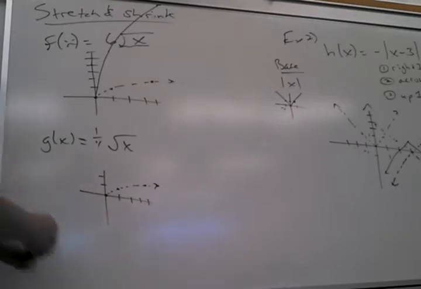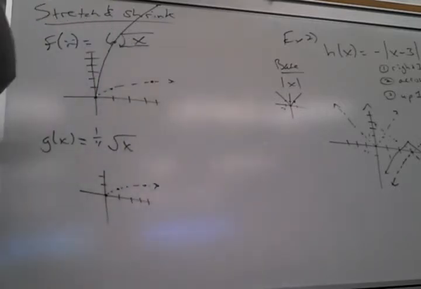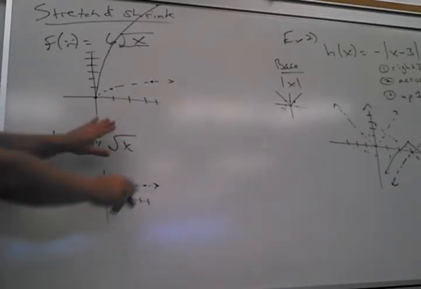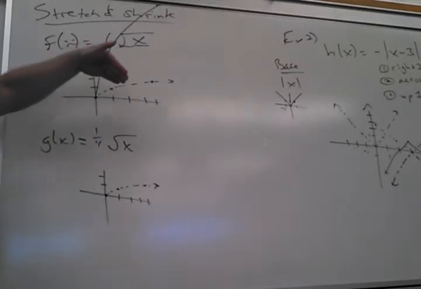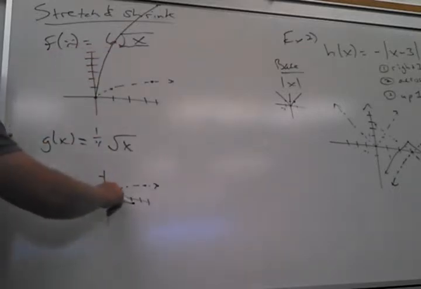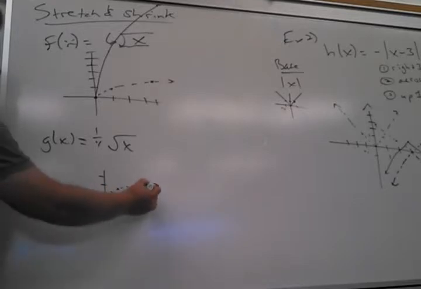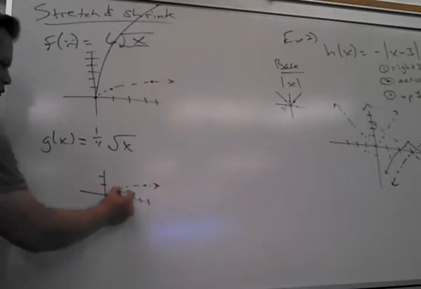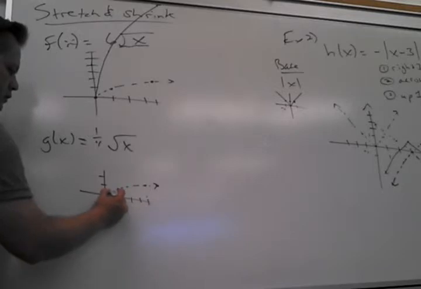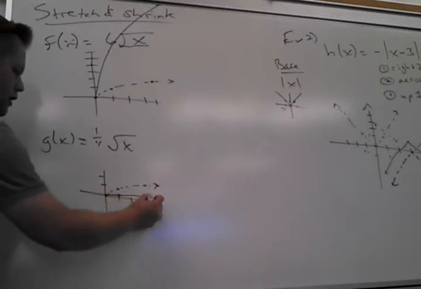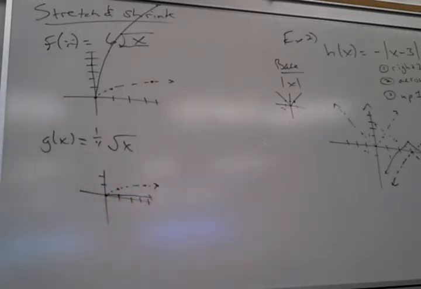So now what this is going to do, and this is why they call it compression, you don't even have to think about it like that, though. You don't need to think about it like it's compression. You just think it takes all the outputs, what they used to be, and makes them 1/4 as big. So this used to go to 1, now it goes to 1/4. This used to go to 2, now it goes to 1/2. So this poor little thing was growing really slow already, and we just pushed it even further down, right?